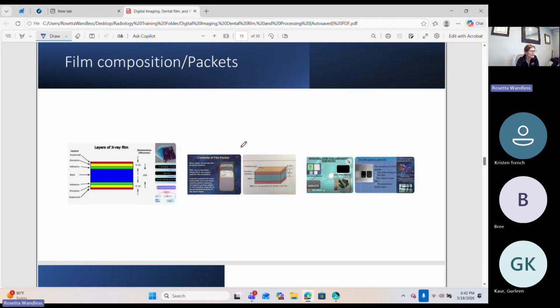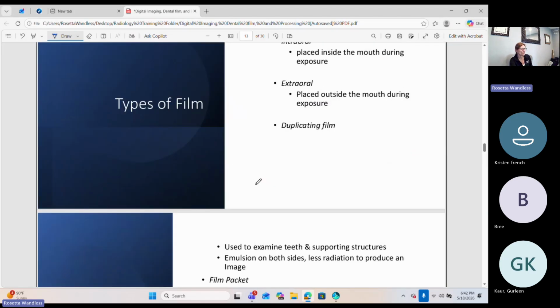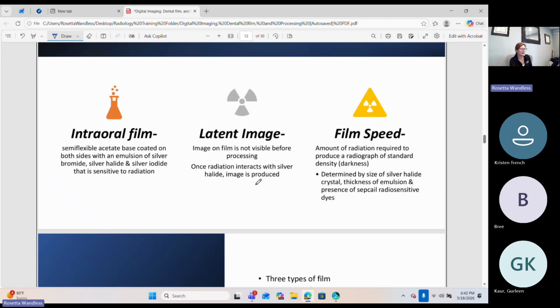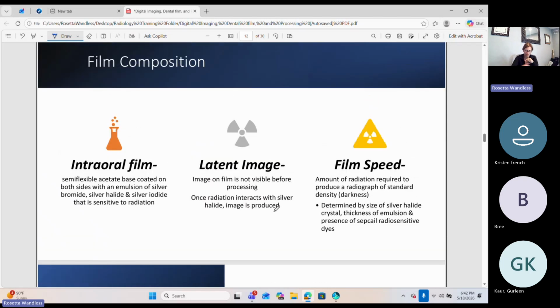I'm going to draw. This is what a film packet looks like, if you can look at it through there. When we look at that, there's going to be a series of items in what we call a film packet. I just wanted to give you a quick visual before I start conversing about it and looking at composition.